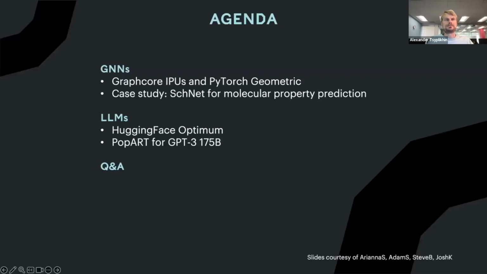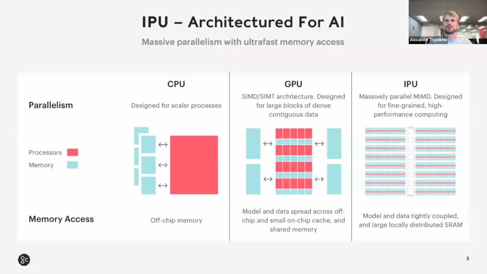So today I plan to cover in the first section GNNs, graph neural networks, and large language models, running those on IPU and specificities of those things. As a quick reminder, the IPU is different from GPUs in the way we implement parallelism and memory access.